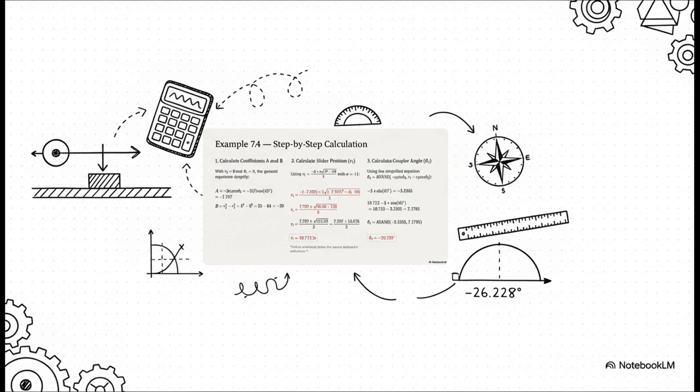And finally, we take this R1 value and use it in our atan2 formula to find that coupler angle. The result: negative 26.228 degrees. And there we have it, the exact position and orientation of our mechanism.